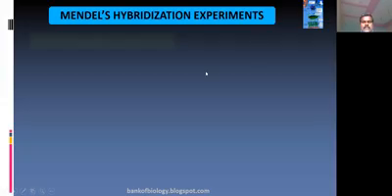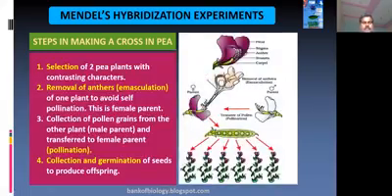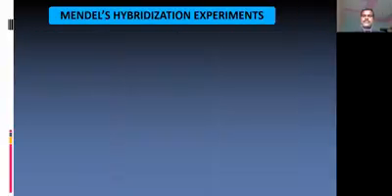The earlier classes have discussed how crossing is done in the pea plant: selection of pea plants with two contrasting characters, the emasculation process, dusting the pollen grains and letting it grow, collection of the seeds, and germination of the seeds again to know the result. These are some of the steps followed by Mendel for his hybridization experiment.